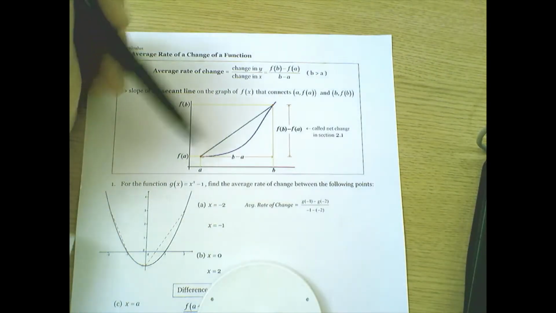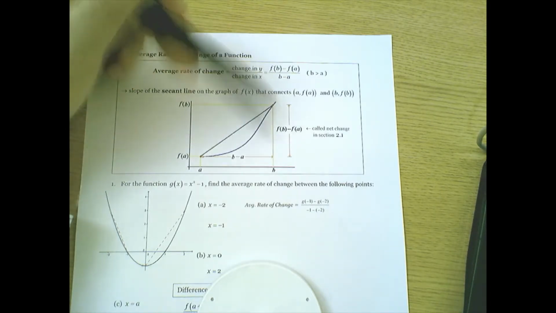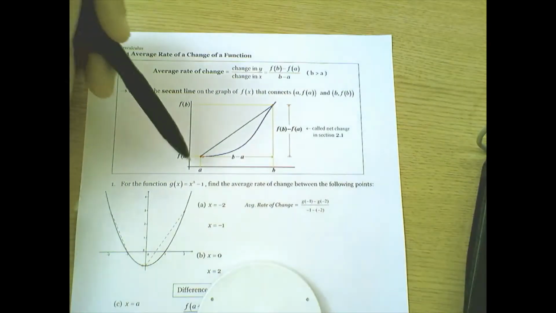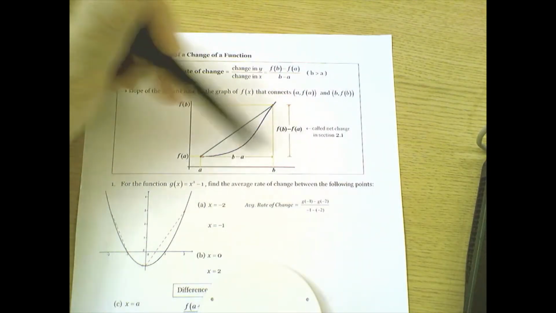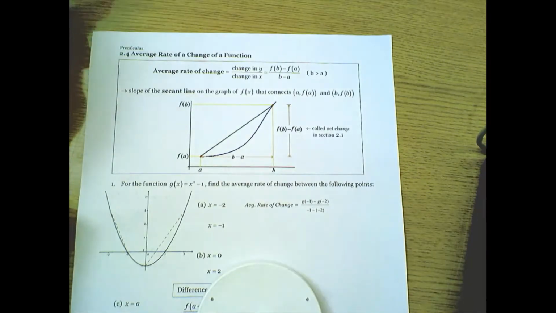Change in y over change in x should sound familiar. And all we do is connect those 2 points with a line. You can see it right here, f of b minus f of a. That's your change in y. And what else do you have? This length, b minus a, which is your change in x. That's what the slope of that green line that you see there is.